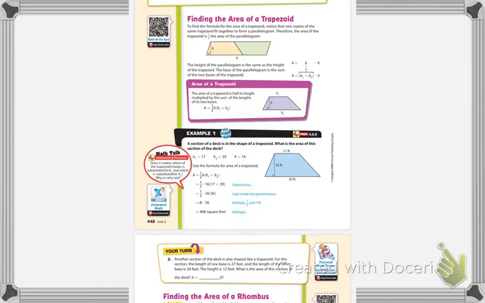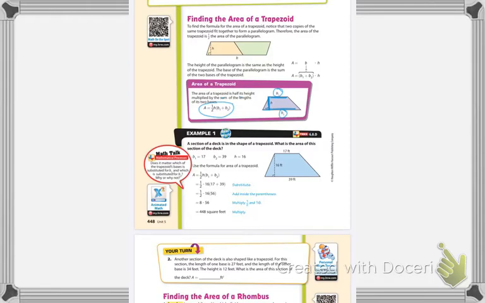for a trapezoid. It says the area of a trapezoid is half its height multiplied by the sum of the lengths of its two bases. Base 1 is at the top, plus base 2, which is at the bottom. Add them together, multiply by the height, and then multiply by half of that. You're like, what is all this? Okay, don't worry. Here's an example that I'm gonna walk you through.